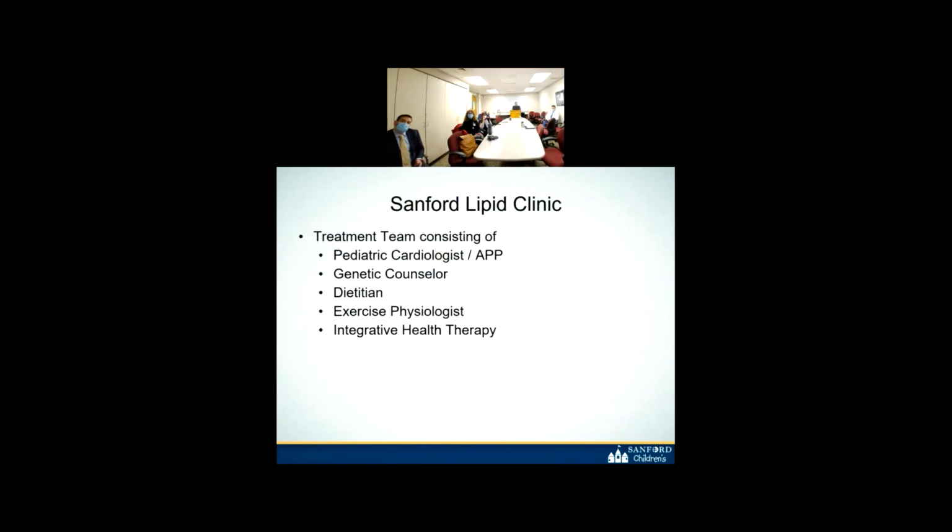Our Sanford Lipid Clinic is a treatment team consisting of pediatric cardiologists and our nurse practitioner, genetic counselor, dietitian, exercise physiologist, and an integrative health therapist. And so to accomplish everything that I just laid out on the slides beforehand, we need to be able to assess for the diagnosis. Is it genetic? Is it a secondary cause? Is it an acquired cause or metabolic cause, medication cause? We need our genetic counselor.